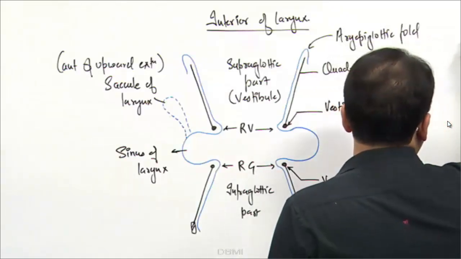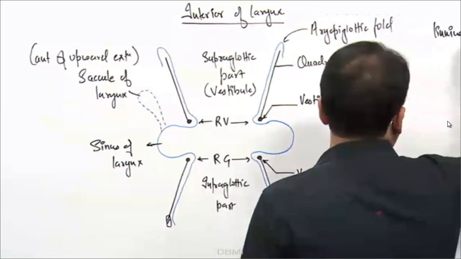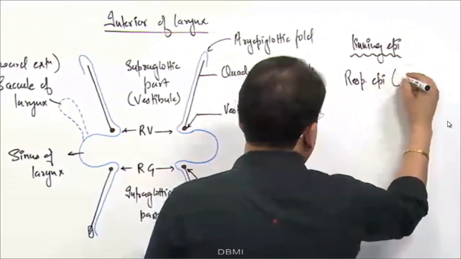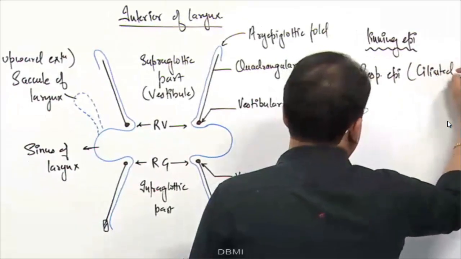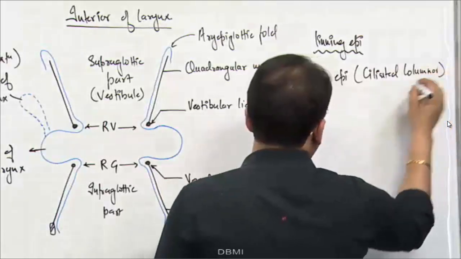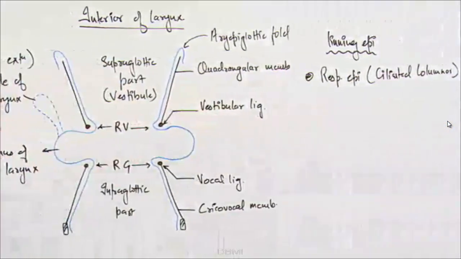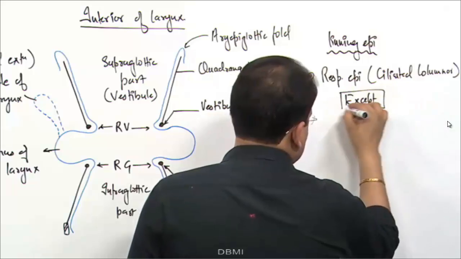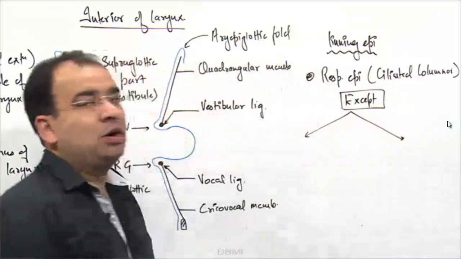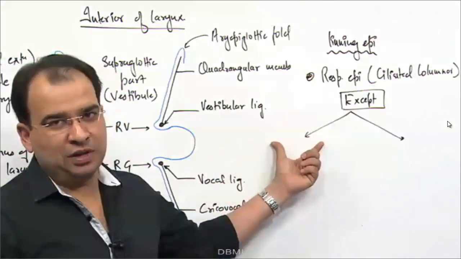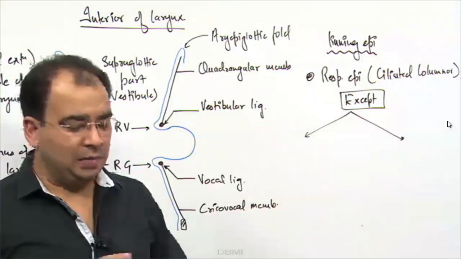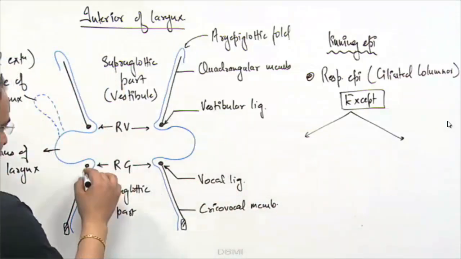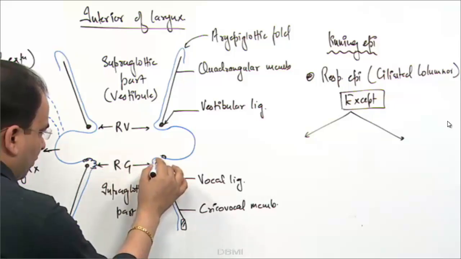Now what I am saying is the lining epithelium for the larynx is respiratory epithelium, that is ciliated columnar, except at these two places. Now, except at what two places? Where we have more friction, the lining epithelium will not be ciliated columnar, it will be stratified squamous epithelium. If you look at the vocal cord, this region will be subjected to a lot of friction, isn't it?